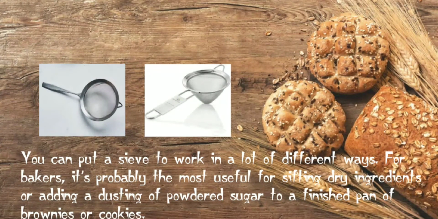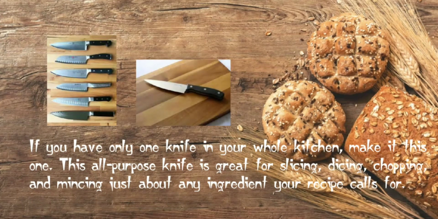Sieve. You can put a sieve to work in a lot of different ways. It is probably most useful for sifting dry ingredients or adding a dusting of powdered sugar to a finished pan of brownies or cookies. Kitchen knife or chef's knife. If you have only one knife in your home kitchen, make it this one. This all-purpose knife is great for slicing, dicing, chopping, and mincing just about any ingredient your recipe calls for.